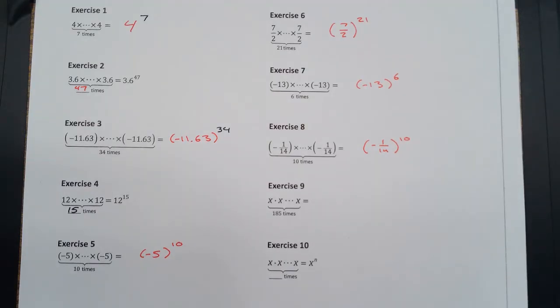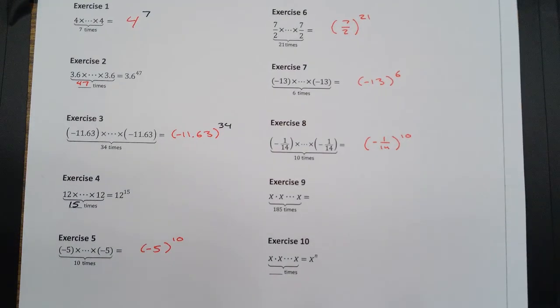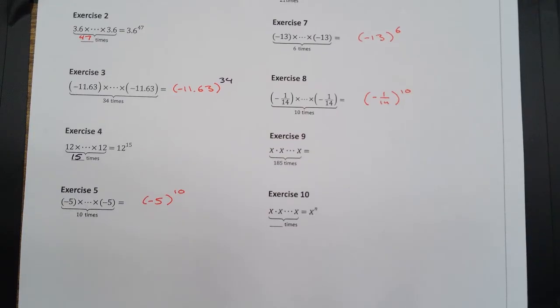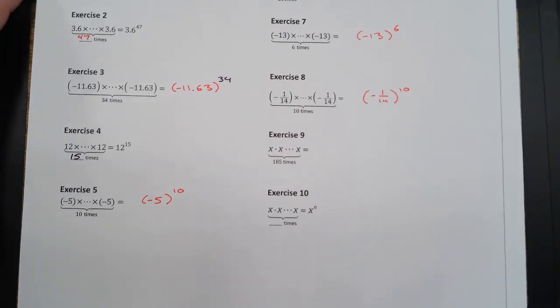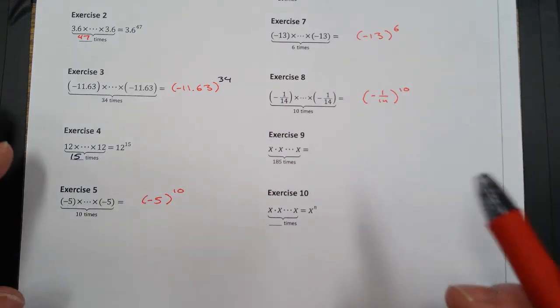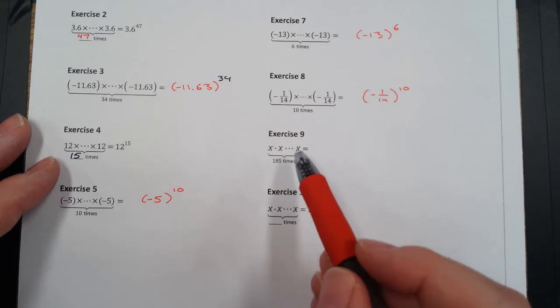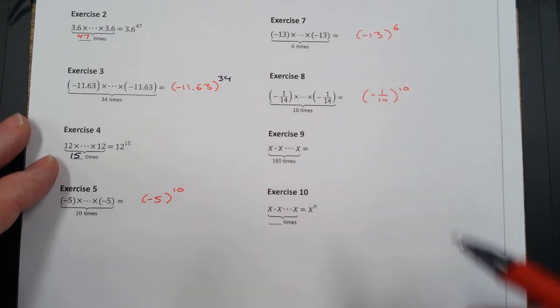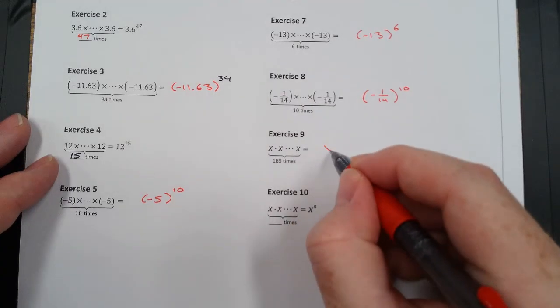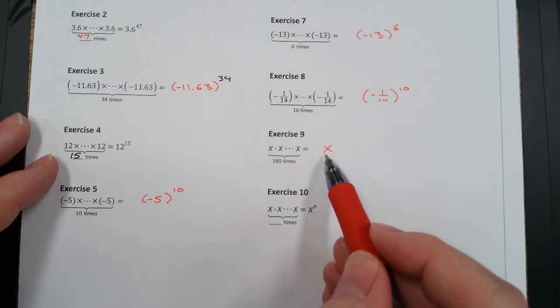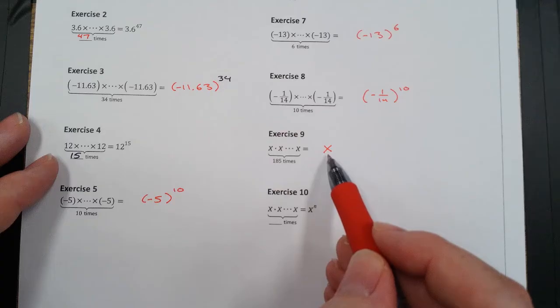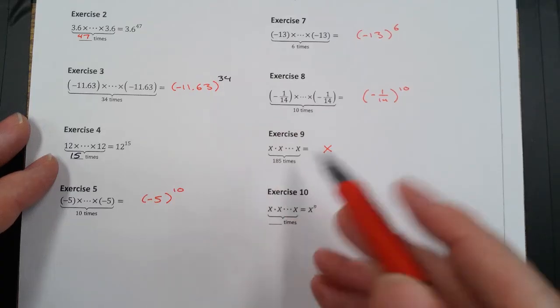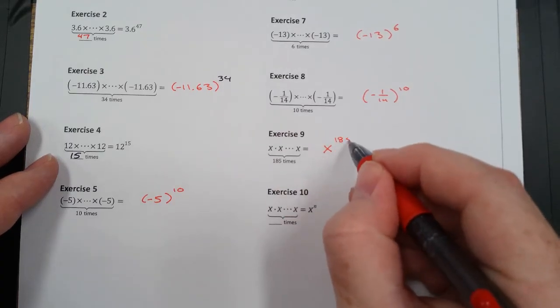Now I asked you to stop at number 8 because I wanted to talk about number 9 and 10 a little bit, because this makes sense, but I want to show it to you anyway. We said this works for any number. So we follow the same pattern. In exercise 9, it's x's being multiplied. So x is the base. We don't have a number, but we don't need a number. We have a variable instead. A variable is just as good. How many times? 185 times.